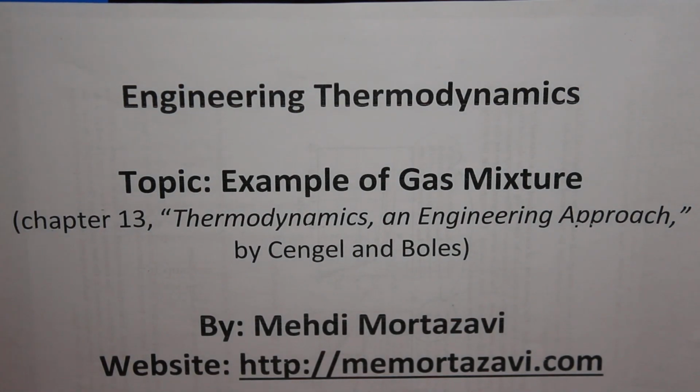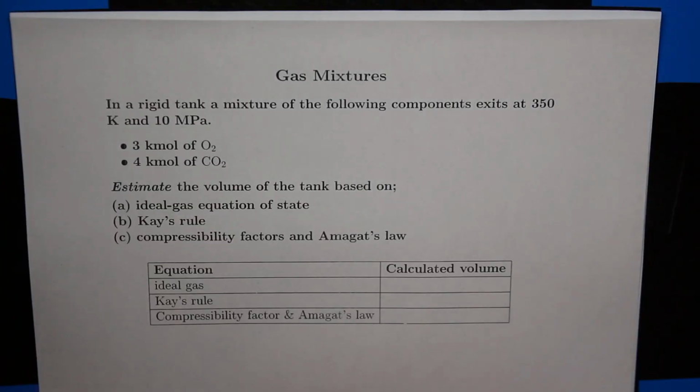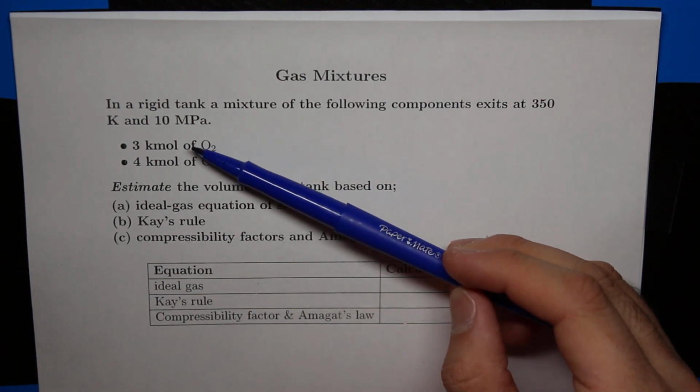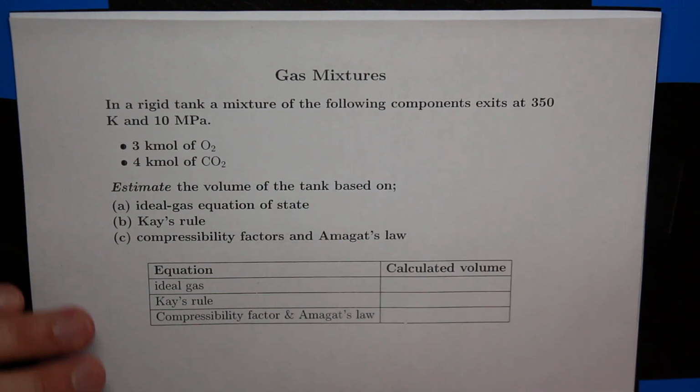Okay, so let's do one example from the gas mixture. In this example, we have a rigid tank, and in this tank we have two gases. We have oxygen and we have carbon monoxide, CO, and the number of moles for each gas is given here.